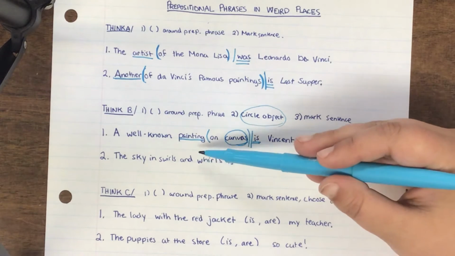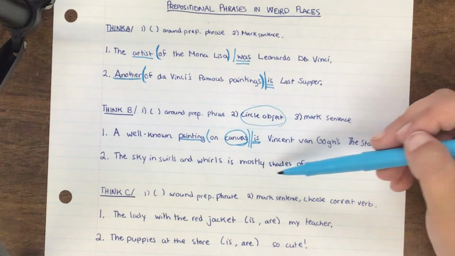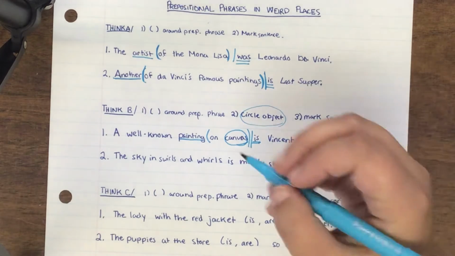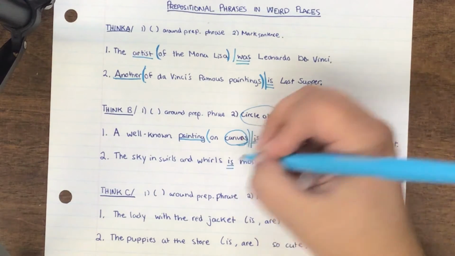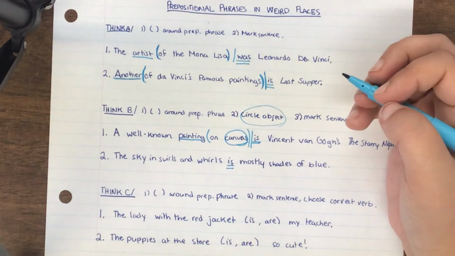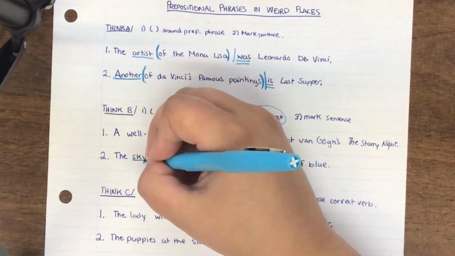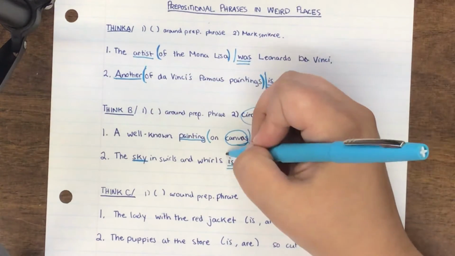The sky in swirls and whirls is mostly shades of blue. So first of all, I see the word is. That's going to be my verb. Who is or what is? The sky. So sky is my subject.